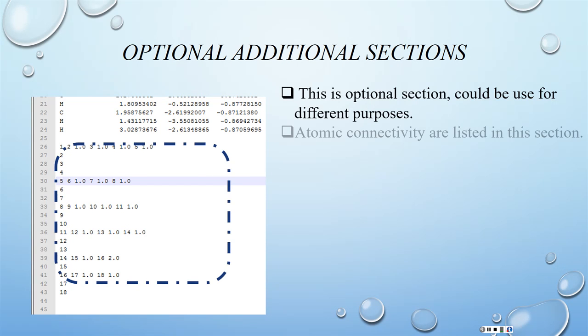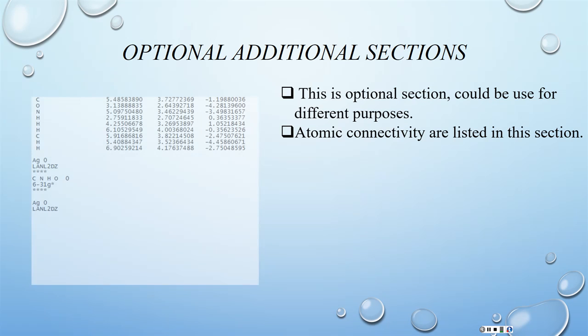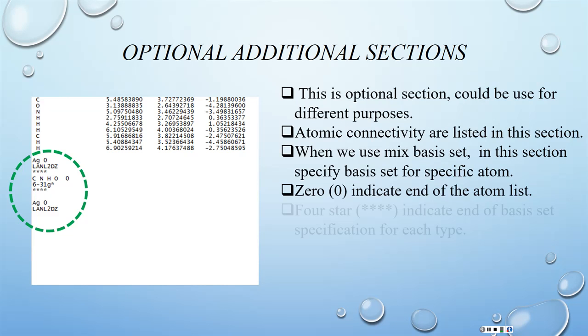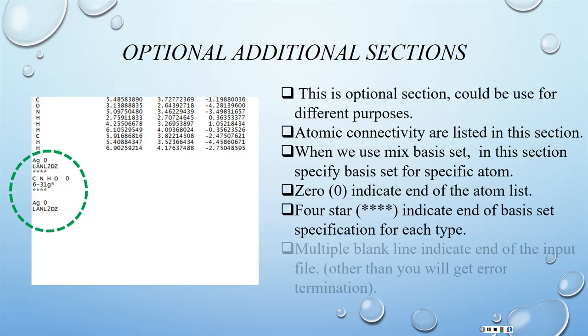This is the optional section. It can be used in different ways and for different purposes. In this example, it gives the molecular connectivity, but in most cases we don't need to use the connectivity for an optimization job. As I said, when you use a mixed basis set, we need to define that mixed basis set in this section. Here you put the different atoms; for example, I want to calculate the silver by using the LANL2DZ basis set, and all the remaining atoms by using the 6-31G* basis set.